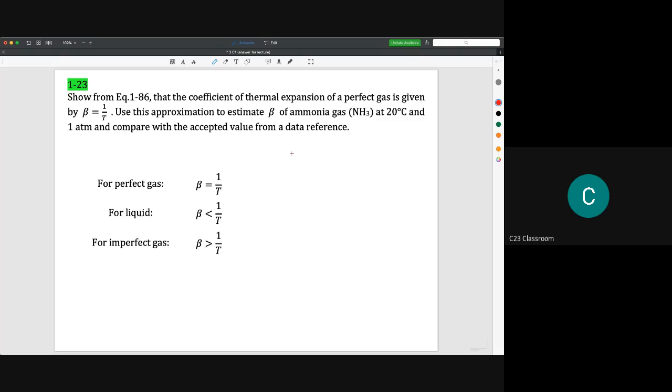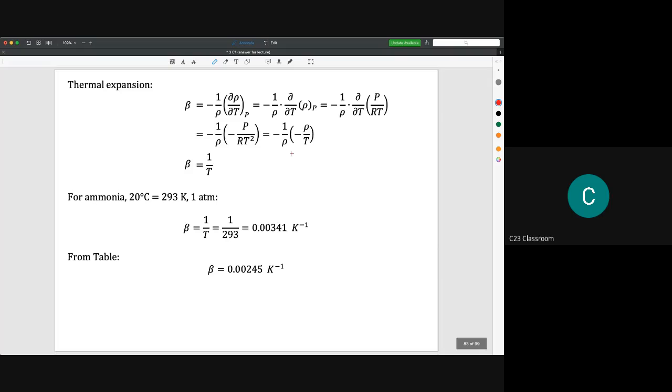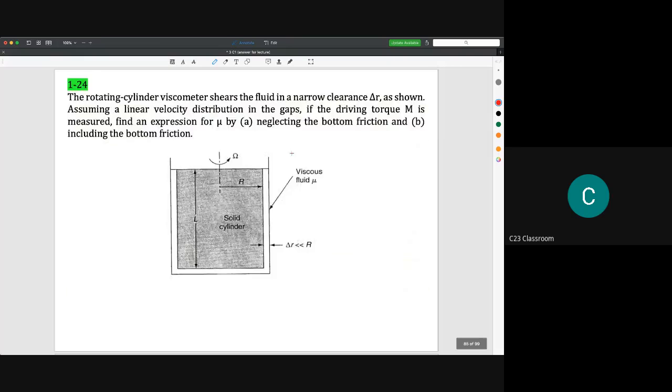I skip the part about temperature, everything. This one is about the rotating cylinder. I think I could also skip this one, because you could already answer it. But in this question, the first part is neglecting the bottom friction, and the second is including the bottom friction. Previously in our notes, I gave you the condition for this.